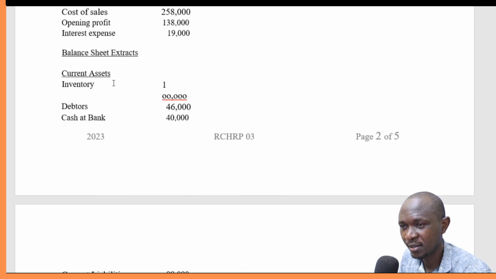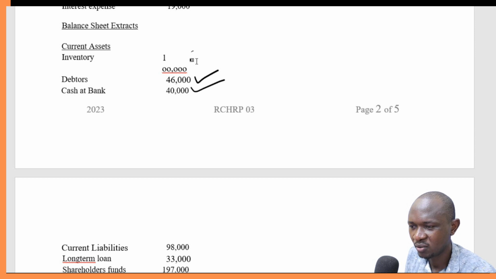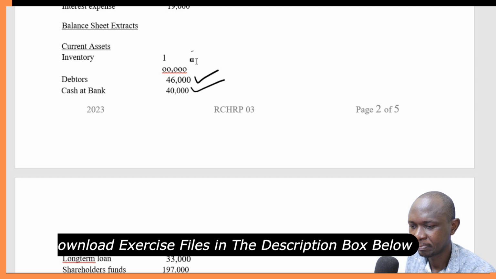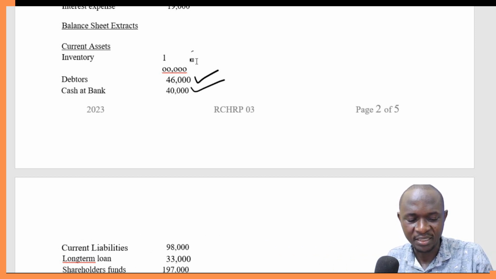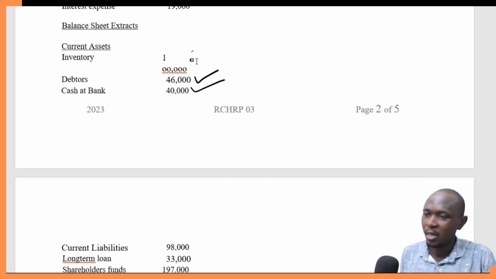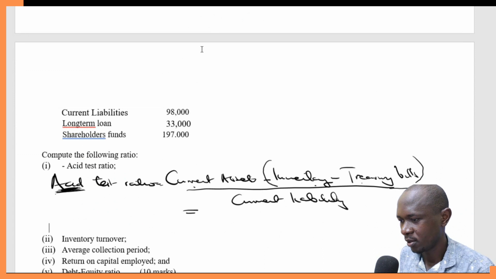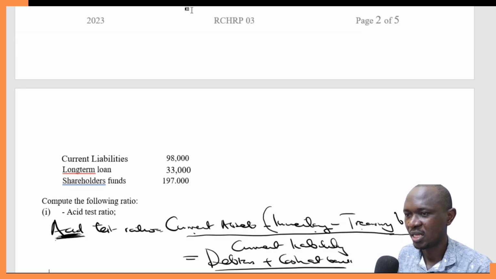So what are the current assets here? Simply come back to the question. Debtors is a current asset. Cash at bank is a current asset. Inventory is also a current asset, but it may not really help us at this particular time, because we are looking at the acid test ratio. So let's just pick what is important to us. We have the debtors plus the cash at bank, because we've not been given the current assets in total. So we'll just take what is important to us: debtors plus cash at bank over current liabilities.